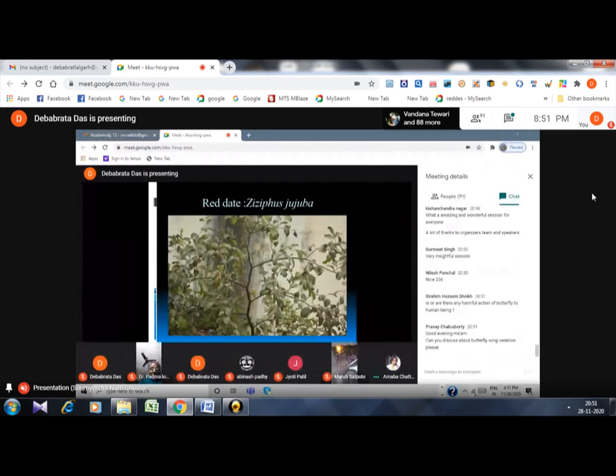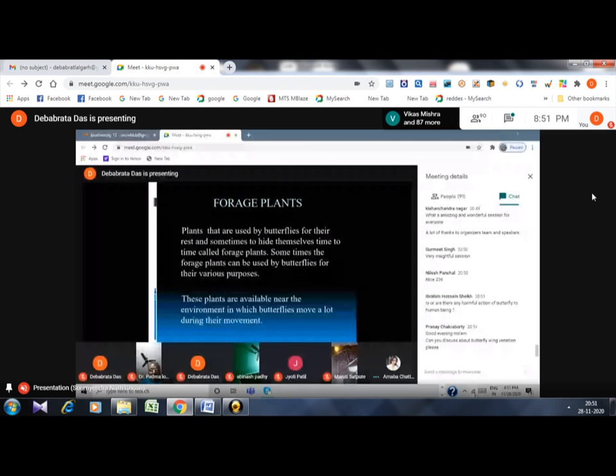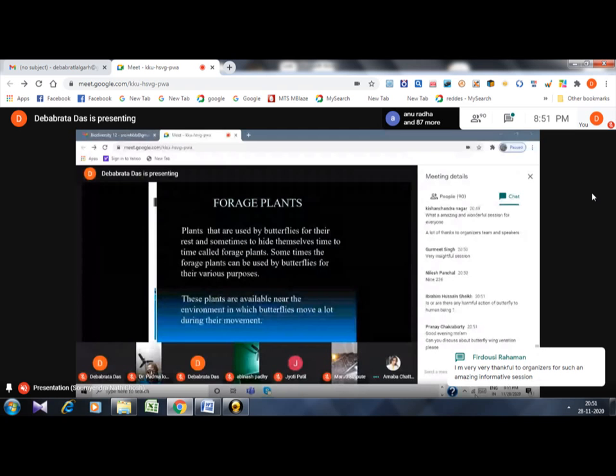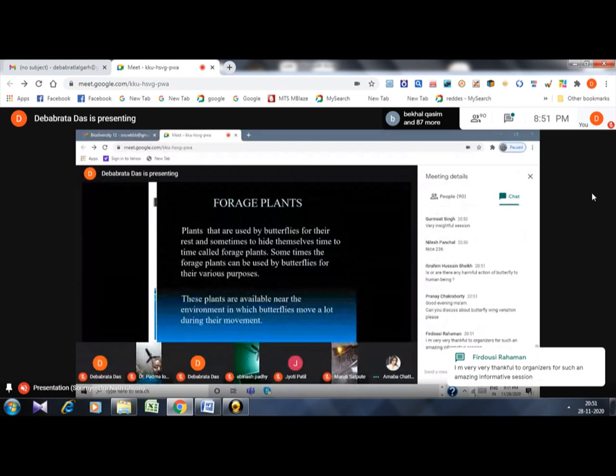Then we come to forage plants. As I said earlier, butterflies also use forage plants. When a butterfly rests on a plant, hides itself, or even feeds on that plant, it is called a forage plant. Some common forage plants I am showing here.